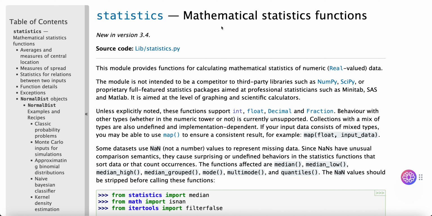Statistics module, mathematical statistics functions. Source code: Lib/statistics.py. This module provides functions for calculating mathematical statistics of numeric, real-valued data.